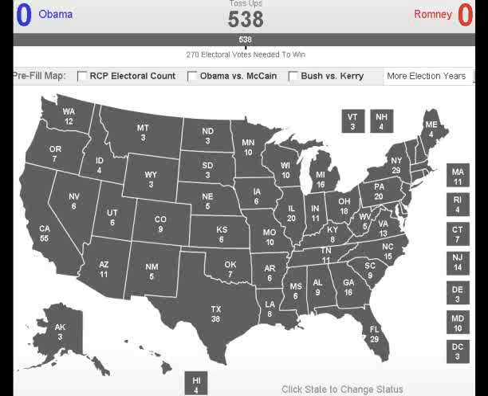Each state has the number of Electoral College votes underneath the state name. So let's start all the way up here in the northeast corner, in the New England region of the country, New England and the Northeast. This is traditionally a very liberal area of the country.